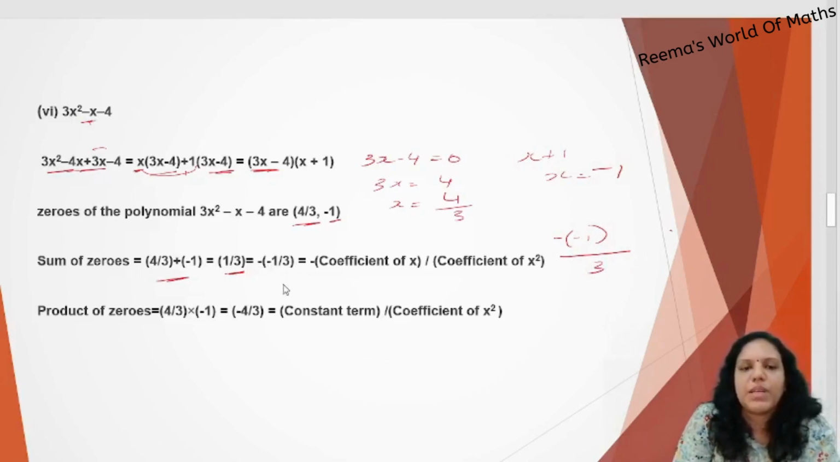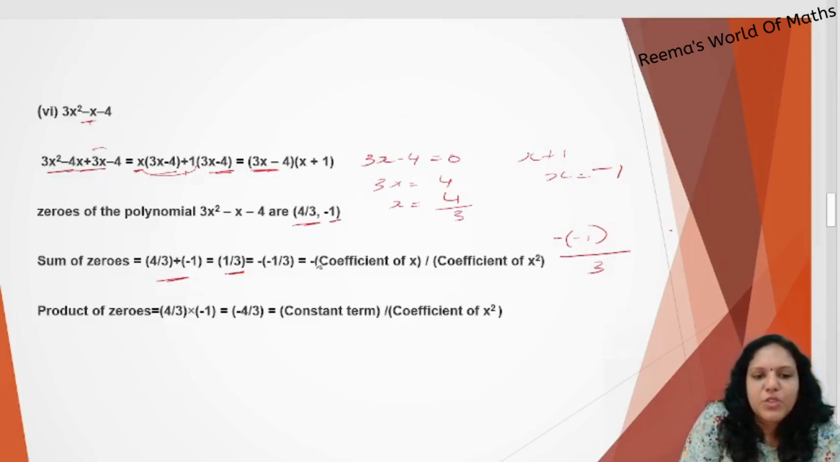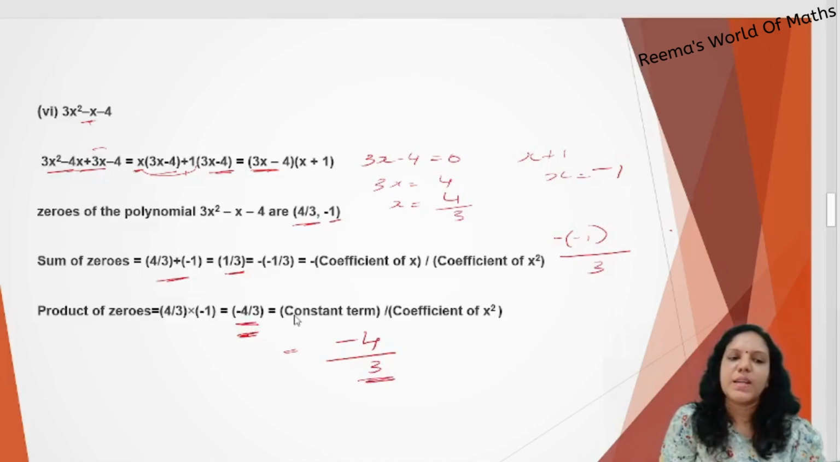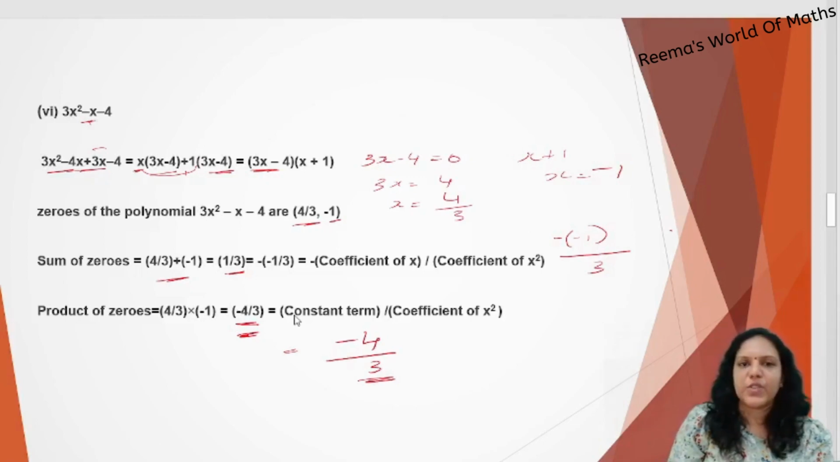And the product of zeros: the two zeros are 4 by 3 multiplied by minus 1, which is equal to minus 4 by 3. This is equal to the constant term divided by the coefficient of x squared. The constant term here is minus 4 and the coefficient of x squared is 3, which is also minus 4 by 3. So now we have verified that the sum of zeros is equal to minus coefficient of x divided by coefficient of x squared, and the product of zeros is equal to the constant term divided by the coefficient of x squared.